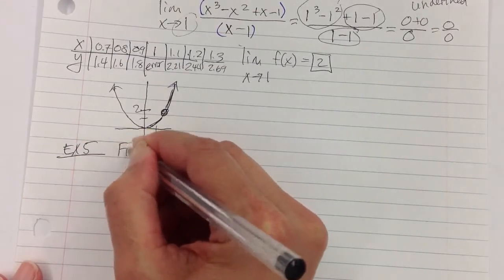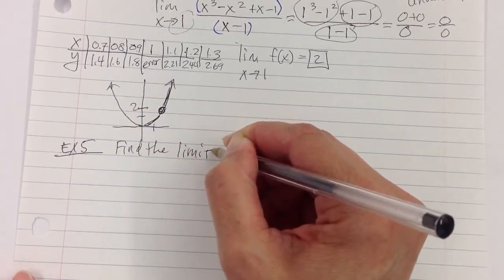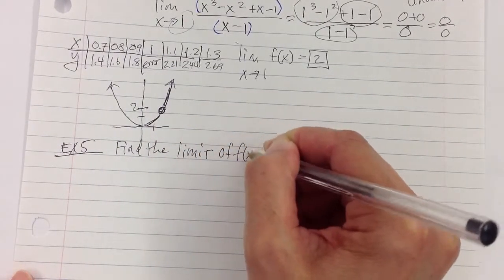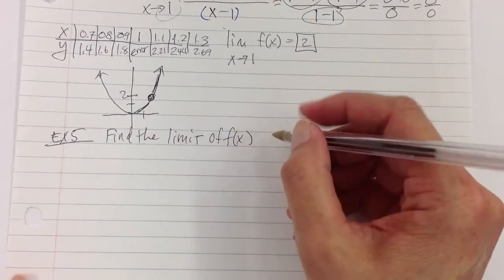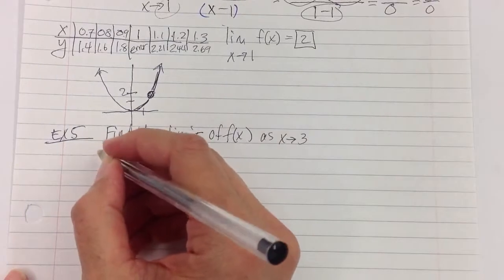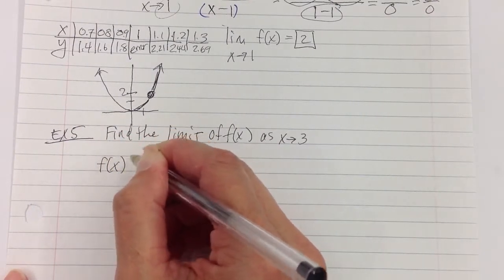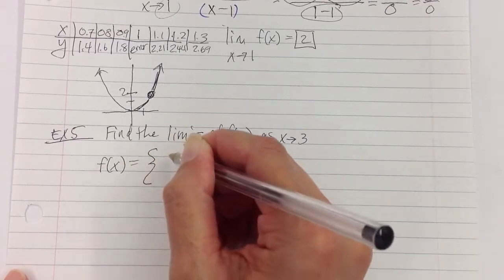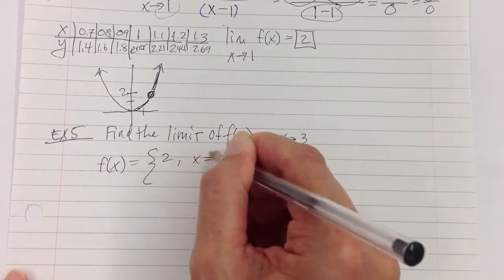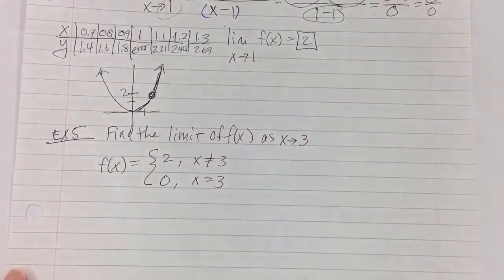It says find the limit of f of x as x approaches 3. And this is our function f of x. F of x is equal to 2 things, not just one thing. It's equal to 2 when x is not equal to 3, and it's equal to 0 when x is equal to 3.